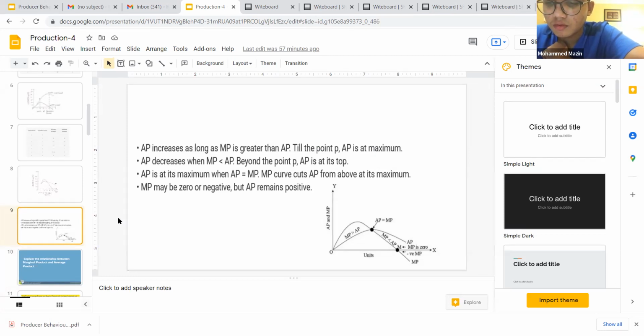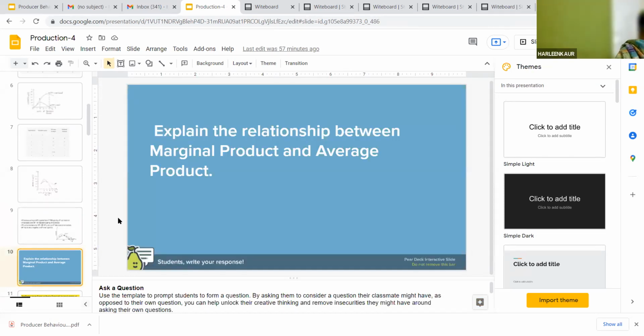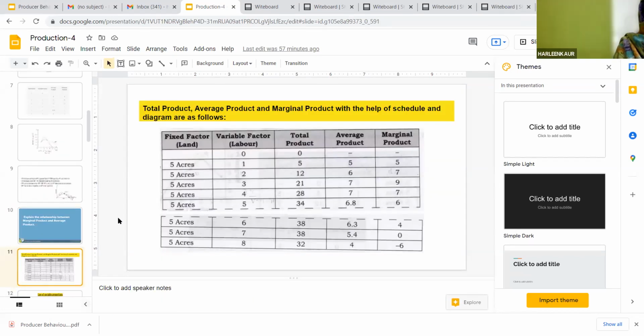Okay. Is there any doubt? No, no doubt. Okay, so now let's understand the relationship between total product, average product, and the marginal product. As you have understood the relationship between total product and marginal product, then average product and marginal product, now let's understand the relationship between three of them, total product, average product, and marginal product. Right?